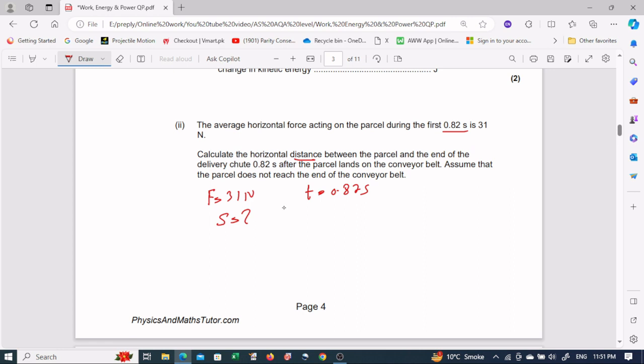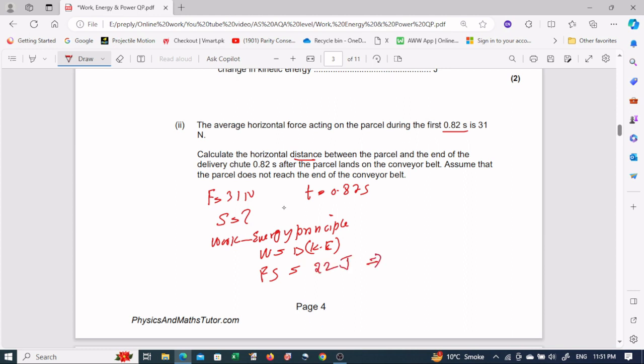So simply, in order to find this, we use the work energy principle as I mentioned above. The work must be equal to the change in kinetic energy. We know that work is F times S, and the change in kinetic energy is what we found above, that is 22 joule.